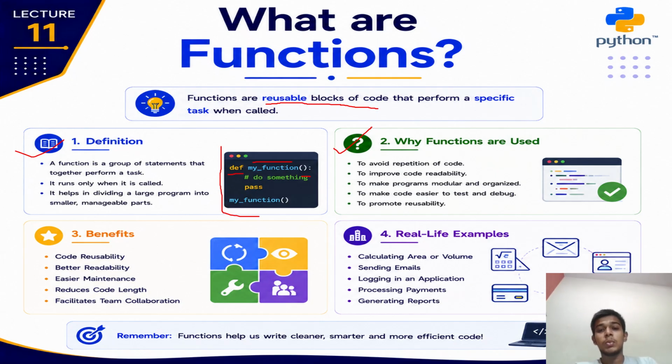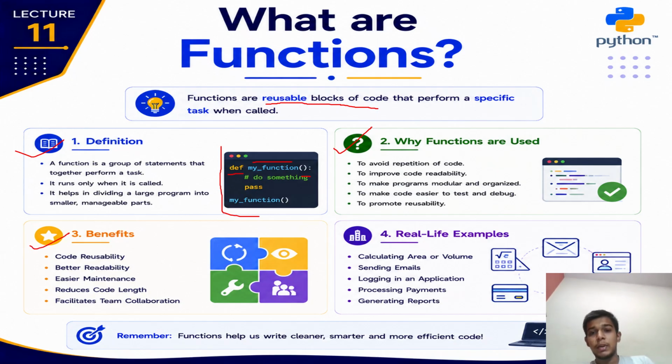Functions also make programs easier to test and debug. If something goes wrong, we only check the functions where the problem exists. Finally, functions promote code readability and code reusability. Once a function is written, we can use it many times in the same program or even in a different program. Now, let's see the third point, benefits of functions.